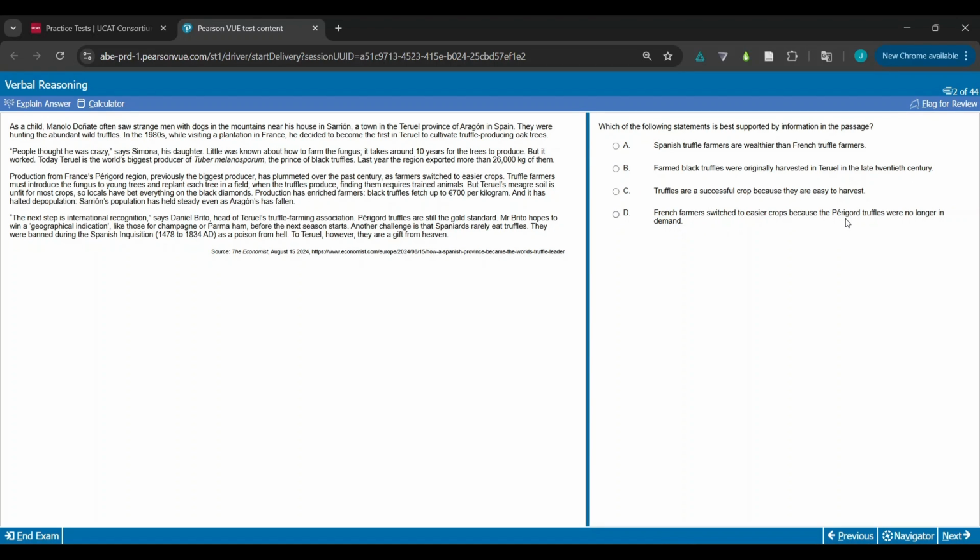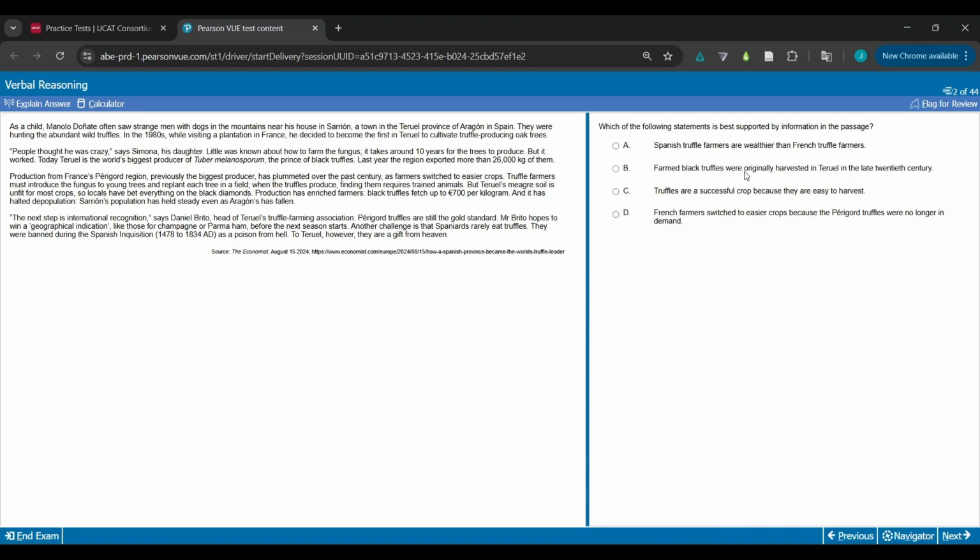French farmers switched to easier crops because the Périgord truffles were no longer in demand. So we don't know about this. This is one of the classic questions where half of it is true and half of it is wrong. So French farmers switched to easier crops, that's true. But we don't know whether it was because it was in demand. It just says as farmers switch to easier crops. So people see this first bit and click true, but this is one of the common tricks that people might fall for.